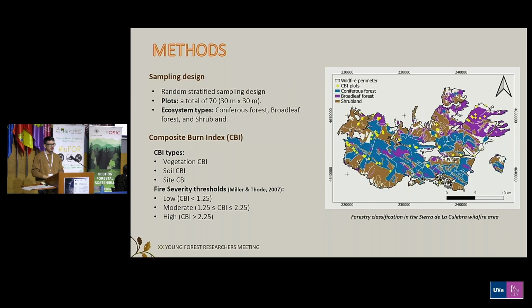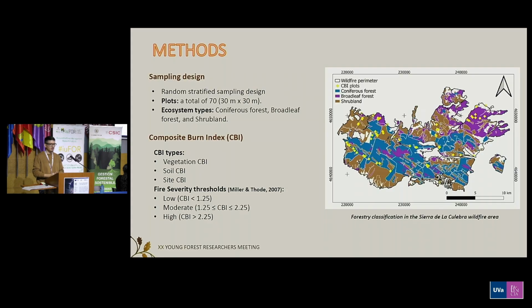The sampling method was random stratified, and the plots were 30 by 30 meters square, a total of 70 plots. The ecosystems evaluated were coniferous forests, broadleaf forests, and shrublands. As you can see in the map, we have the three ecosystems there, and also the plots as yellow dots. How can we assess the fire severity?